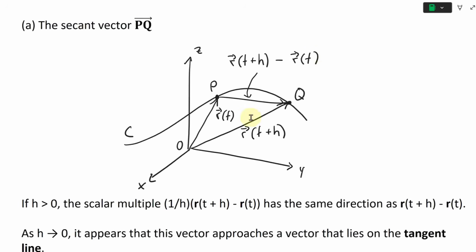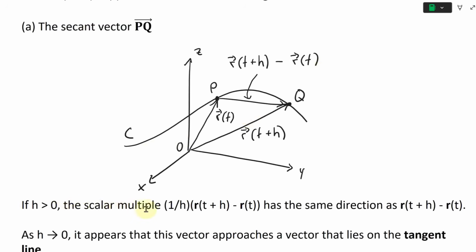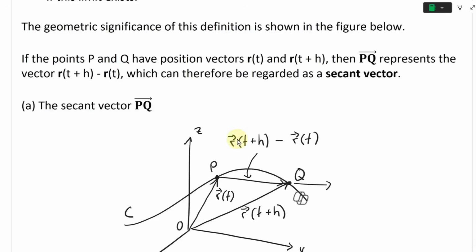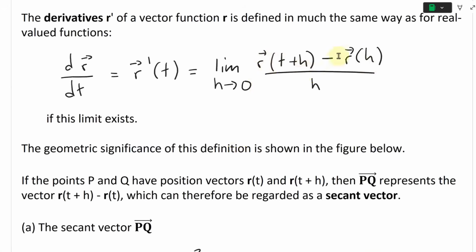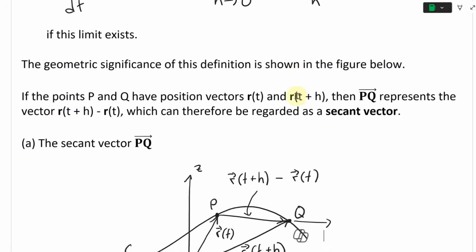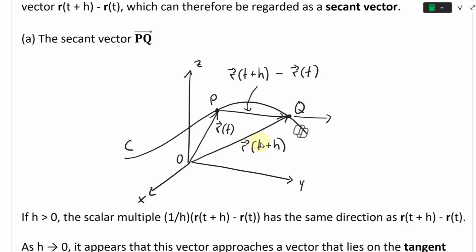Going further, if h is greater than 0, the scalar multiple 1 divided by h times r of t plus h minus r of t, in other words the secant vector, has the same direction as r of t plus h minus r of t. The secant vector multiplied by a positive scalar 1 over h keeps the same direction. Remember that the 1 divided by h is just part of the limit right there. If it's positive, it doesn't change the direction.